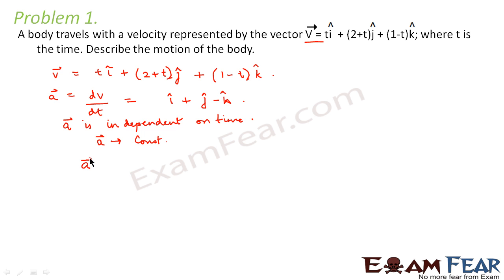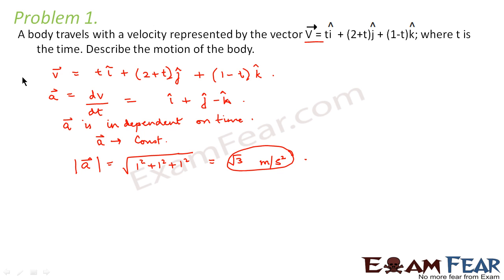So what is the constant value of acceleration? That means what is the magnitude? It will be 1 square plus 1 square plus 1 square, right? Because it will be root over ax square plus ay square plus az square. So this would be equal to root 3 meter per second square. So that means this body is moving with a constant acceleration of root 3 meter per second square.